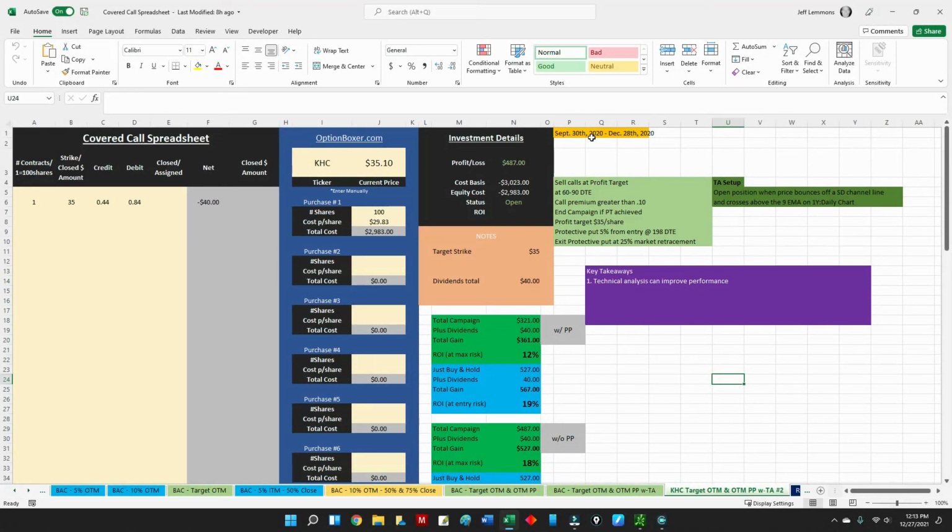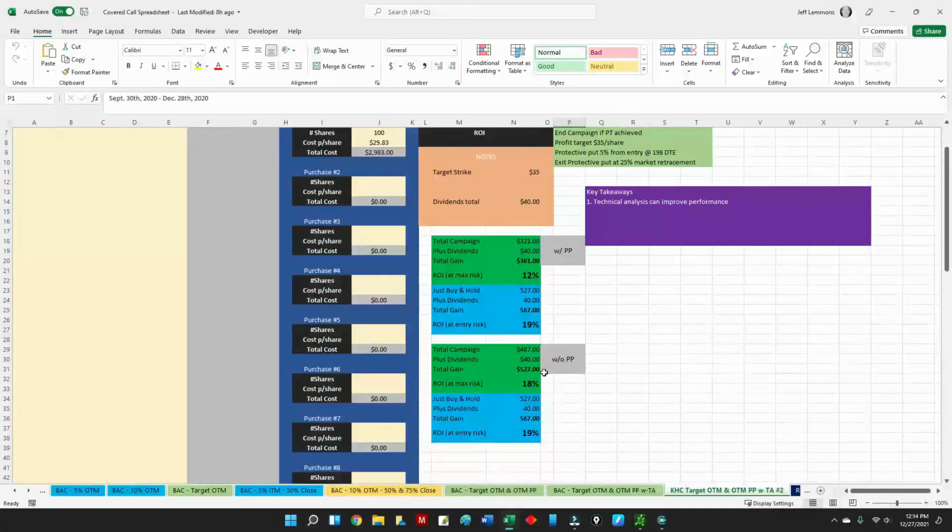From September 30th, 2020 on Kraft Heinz, which was when I got the trigger when it bounced off of the... In fact, I skipped past, now that I'm thinking back, I remember this. I skipped well past the coronavirus pandemic because I wanted to give maybe more typical data. So I got to September 30th before I got the next indication. But you can see the return here with the protective put would have been 12%. Without it, just buying and holding would have been 19%. And if we hadn't bought the protective put, we would have returned 18% versus, again, just buying and holding at 19%.